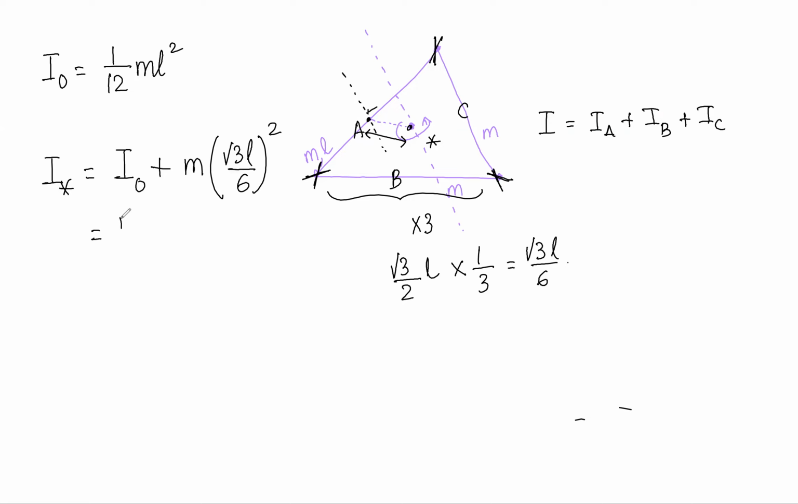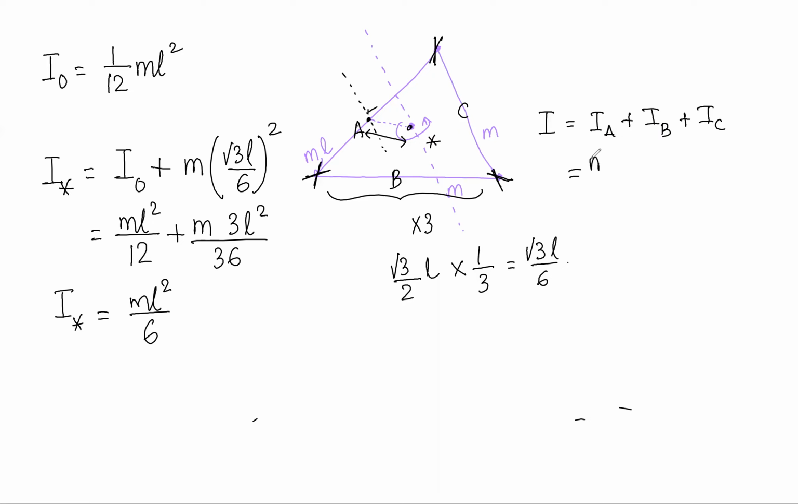So what is I star? It is equal to ml square divided by 12 plus this term, which is m times 3L square divided by 6 squared, which is 36. So that's another ml square by 12. The total is ml square by 6. So this is the moment of inertia for one of the rods. For each rod, you will get ml square divided by 6. You will get three of these, ml square by 6, ml square by 6, ml square by 6. So what's your answer? Ml square by 2.